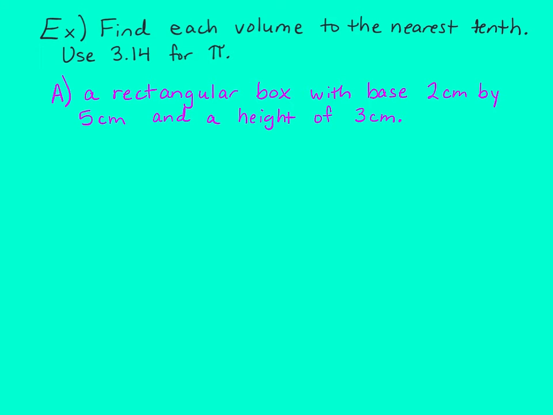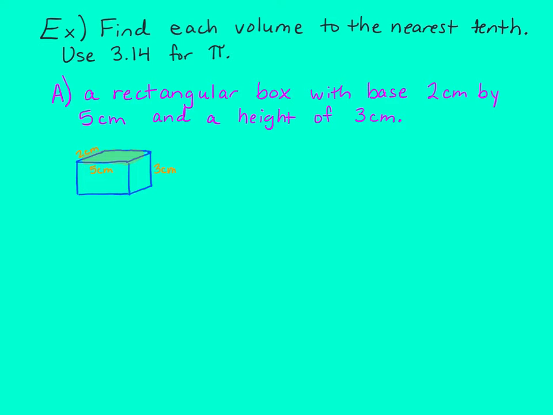Part A, we have a rectangular box with a base 2 centimeters by 5 centimeters and a height of 3 centimeters. We could start by drawing a picture to describe this. So we have a rectangular box, which is also called a rectangular prism, and it's got a base of 2 centimeters by 5 centimeters. That appears to be this top portion here, and a height of 3 centimeters. So our base would be the top and the bottom because there are 2 equal bases on opposite sides, and so the height is the distance between those.